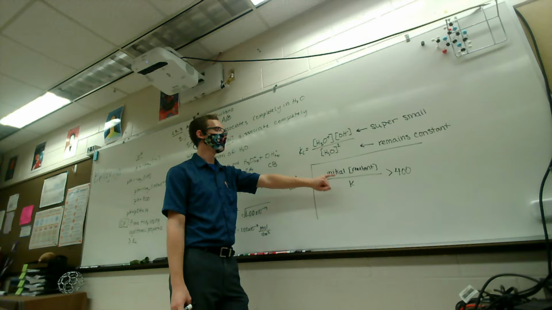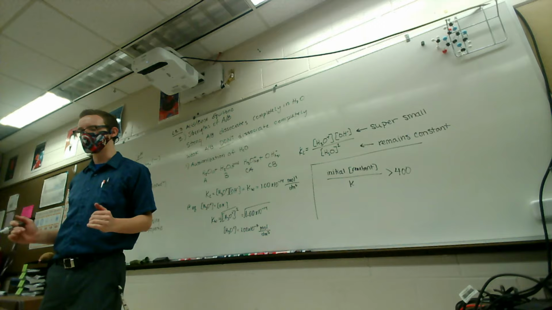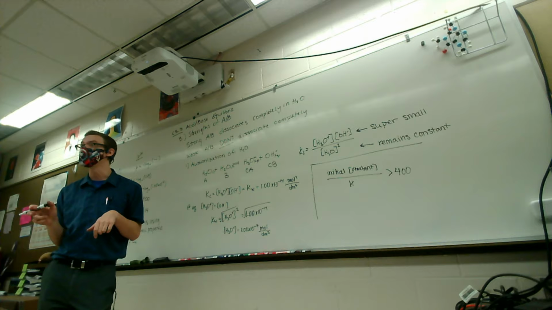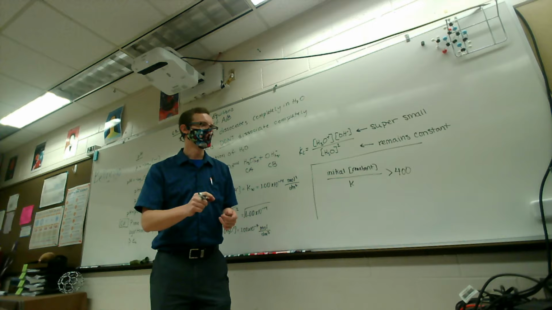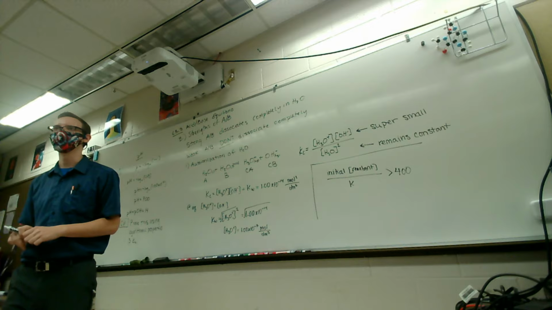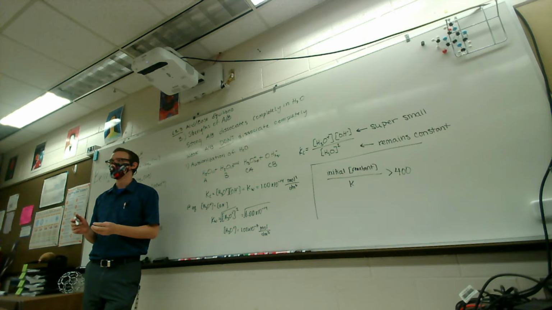So if you're doing a question, and you do an ICE table, and you're like, oh shoot, there's X squared on the top, and there's two X's on the bottom, I don't want to do this. Take the initial concentration of one of the reactants, divide it by the K value. If it's bigger than 400, just delete the minus X's on the bottom of that K expression, and move forward. It'll be a simple square root at the end, and not the determinant of the quadratic equation.